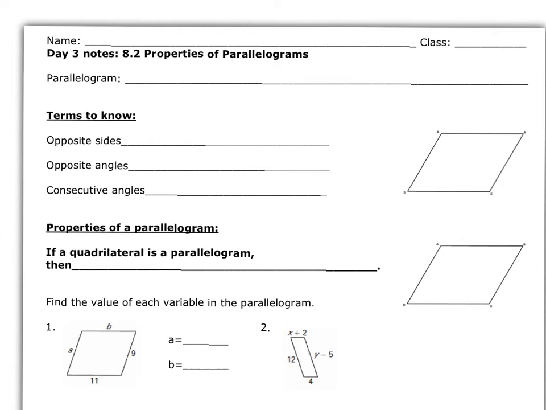All right, so today we're going to get into our first special quadrilateral, and it is going to be a parallelogram. Let's first define it. A parallelogram is a quadrilateral with both pairs of opposite sides parallel.